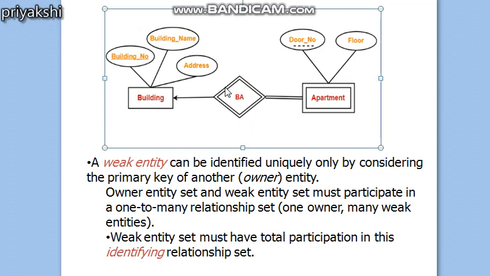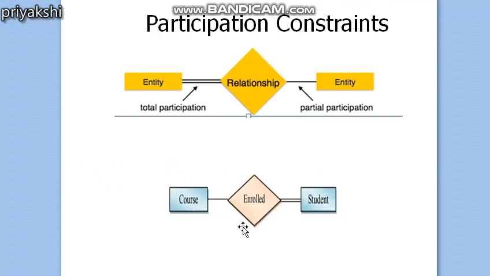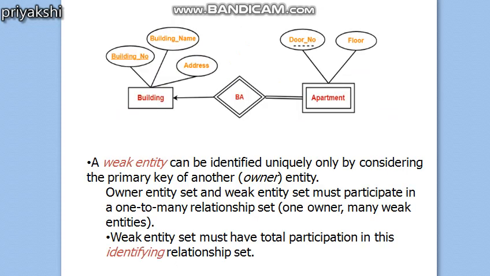a weak entity type always has total participation with respect to the relationship, and whenever the relationship is connected with the weak entity, we call that relationship an identifying relationship. We represent the identifying relationship as a double diamond, whereas a normal relationship is represented with a single diamond. So this is the weak entity, this is the strong entity or the owner entity.